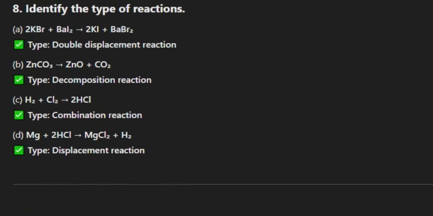8. Identify the type of reactions. A. 2KBr plus BaI2 to 2KI plus BaBr2. Type, double displacement reaction.